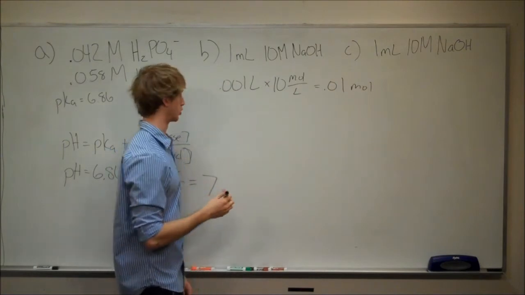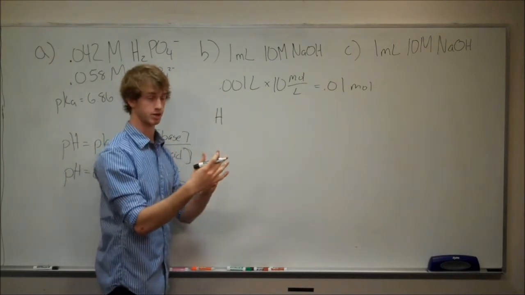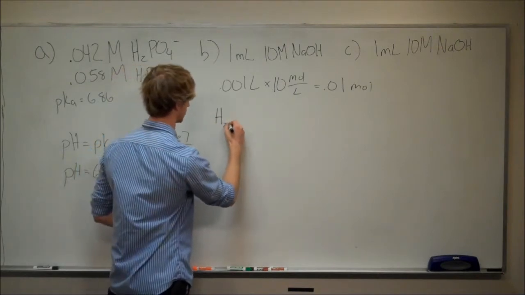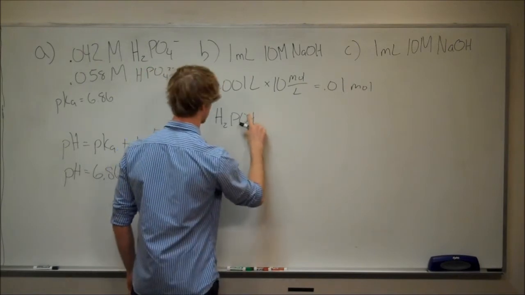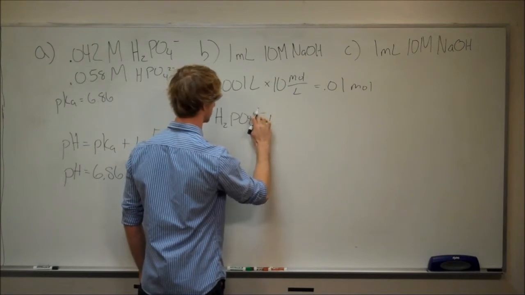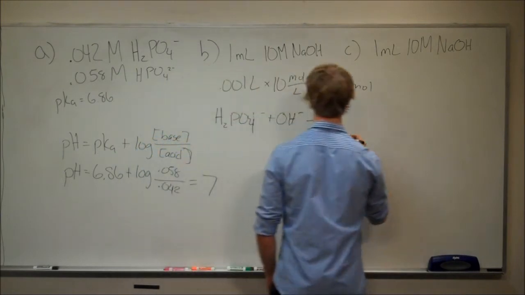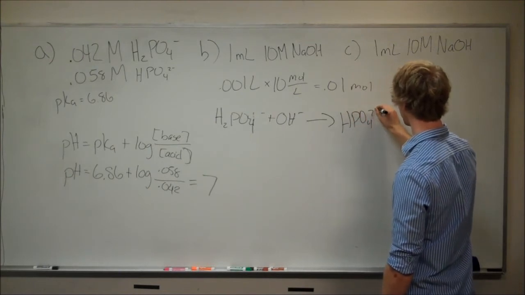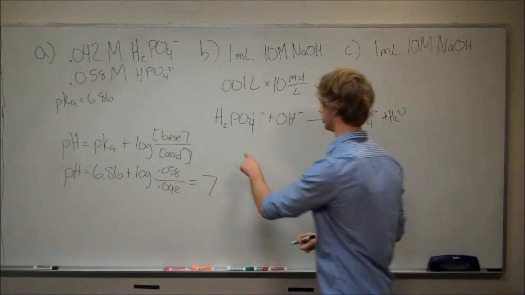Now we need to set up a basic equation. So we have H2PO4 minus, we take the acid on this side, because we're going from acid to base. The acid is being deprotonated, so we're taking away acid and adding base. So H2PO4 minus plus OH minus, and that's going to give us, over here, HPO4 2 minus plus H2O.